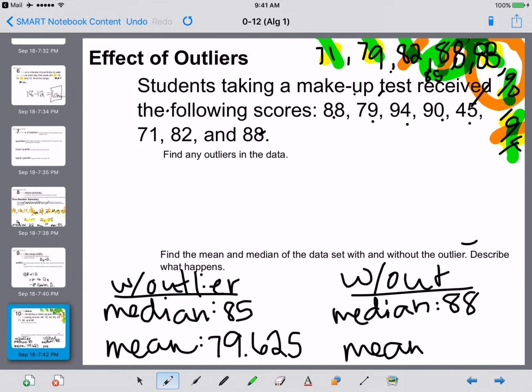Now let's check out our mean without our outlier of 45. So we're going to go 88 plus 79 plus 94 plus 90, skip the 45, plus 71 plus 82 plus 88 to get 592. And now we're dividing by 7. And we get 84.57. So our mean went up as well. Because we took out the way small number, both of our measures of center moved up because it was less skewed.